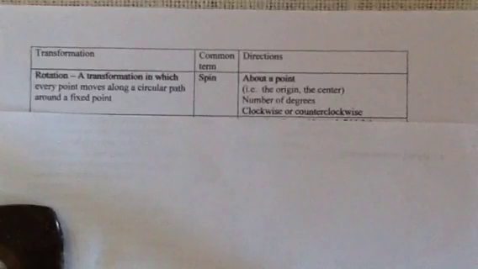The first one, rotation. It's a transformation in which every point moves along a circular path around a fixed point. Circular path around a fixed point. Those are the 2 important concepts. It is a spin. When we are telling somebody to rotate an object, these are the instructions that we must include. We have to tell them about what point we are rotating, the number of degrees that we are rotating, and whether it is a clockwise or counterclockwise rotation. And there will be some pictures that I will talk about after we get through the notes.